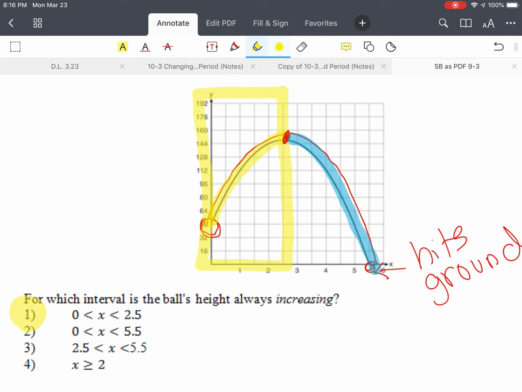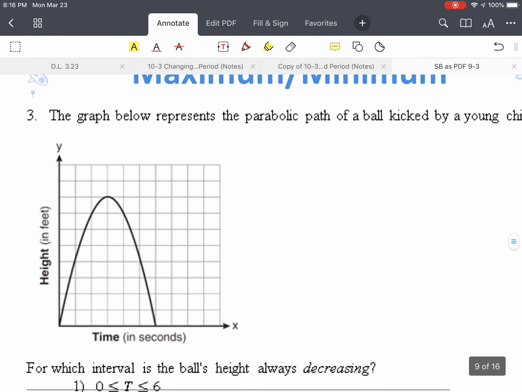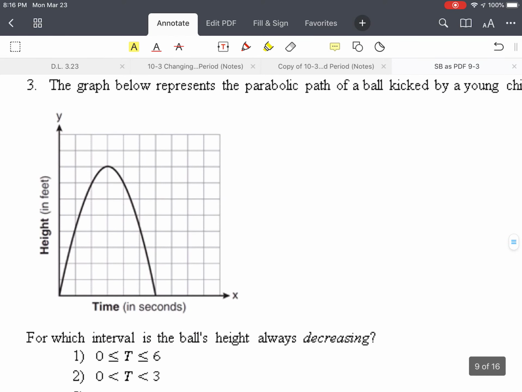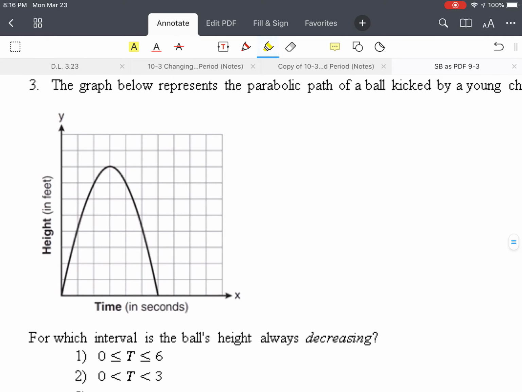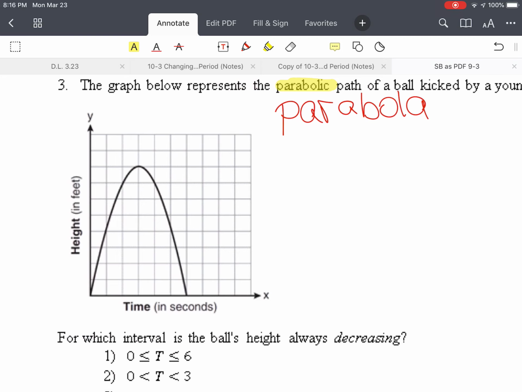Okay, one more question I want to do with you. Okay. The graph below represents the parabolic. We've seen that word before. It's got the word parabola in it. It looks like a parabola. Parabolic path of a ball kicked by a young child. Okay, so here we go.